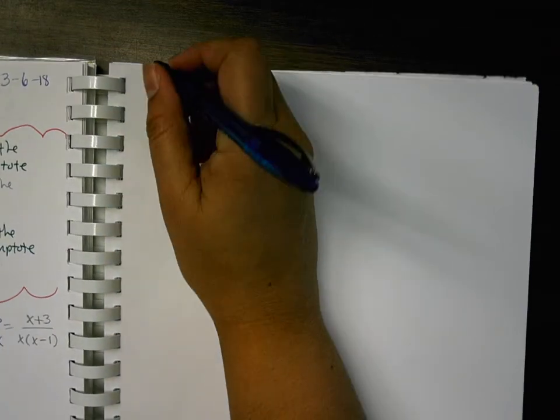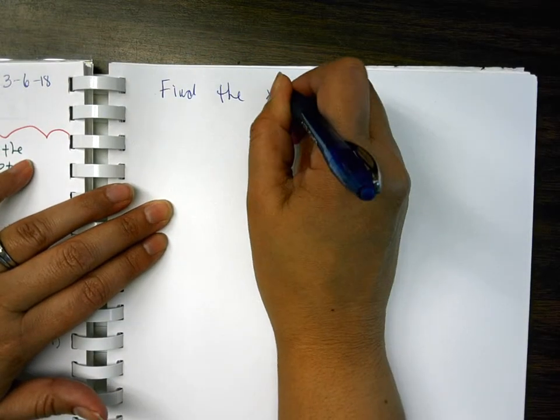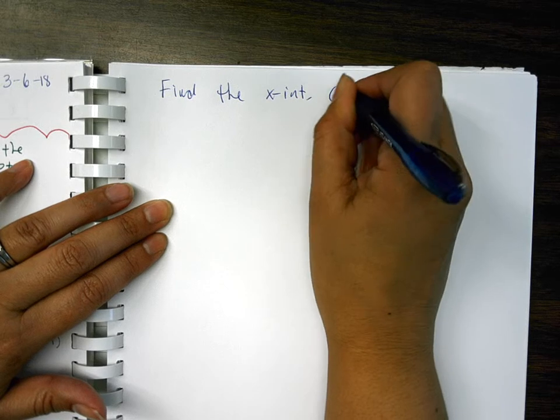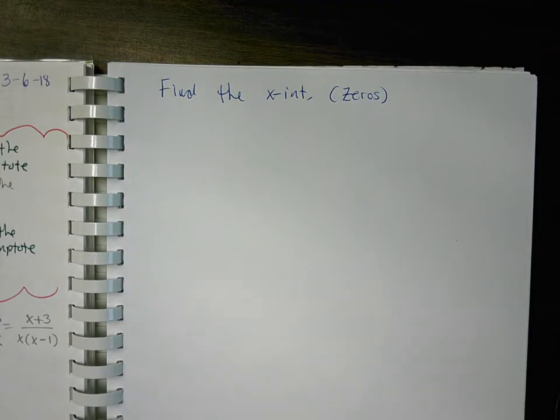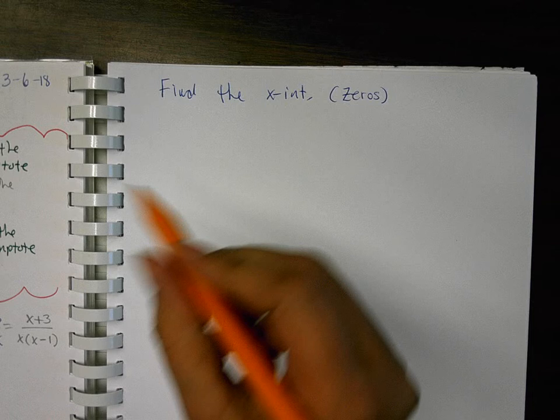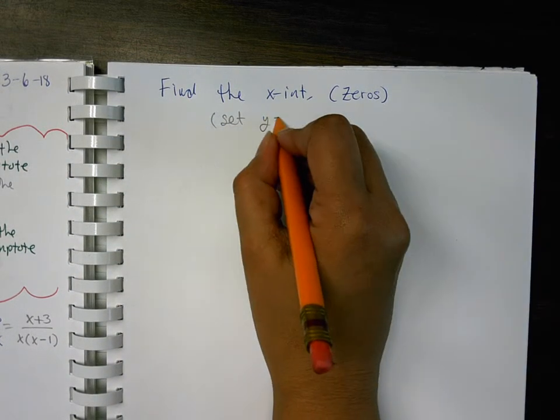All right, the next piece is also stuff we are going to use for our graphing, and it's find the x-intercepts, also known as the zeros. Find your zeros, find your x-intercepts. We use our x-intercepts and our y-intercepts to help us graph, just like we did in our last unit. All right, how do we find x-intercepts? Set y equal to 0.